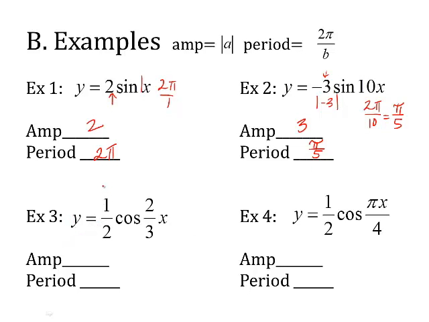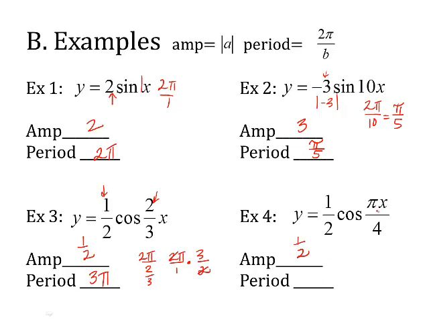Example 3, amplitude. 1/2, absolute value of 1/2 is 1/2. B here is a fraction, so 2 pi divided by 2/3. Okay, you got to keep it, change it, flip it. So 2 pi over 1 times, that's my change it, flip the bottom. Those will cancel, and then my period is 3 pi. Example 4, amplitude on this is positive 1/2, or it's just 1/2. Absolute value is always positive.